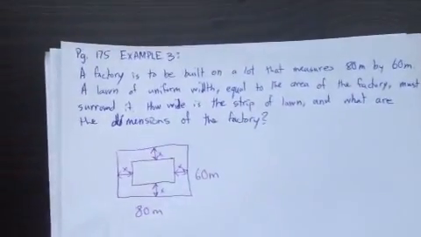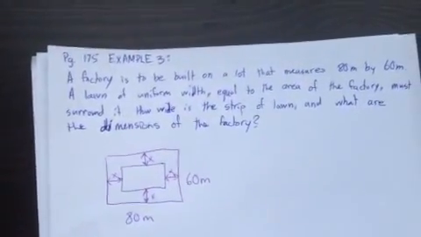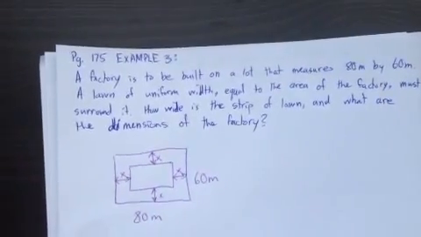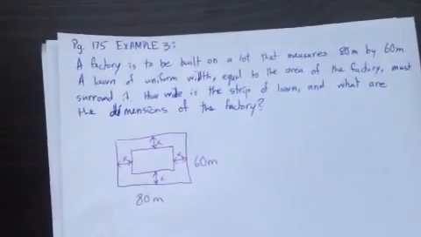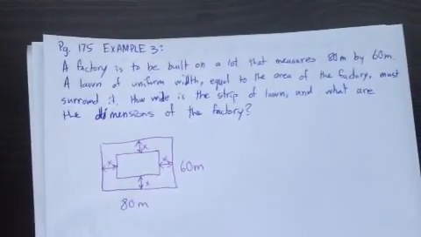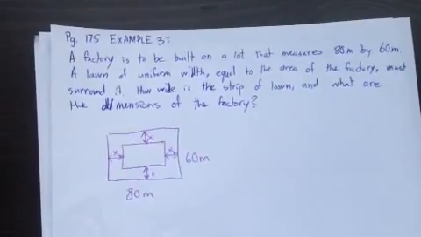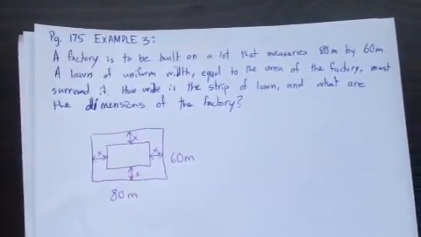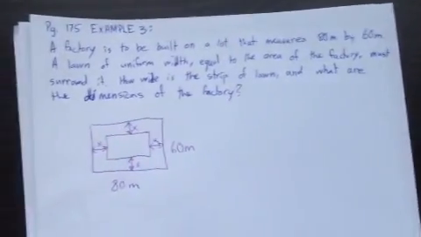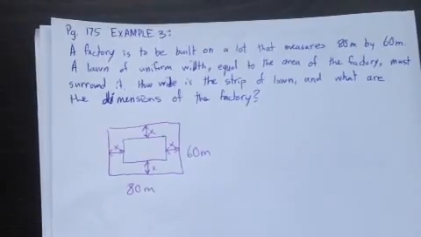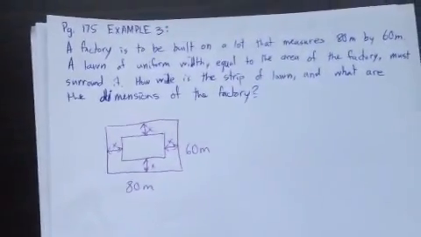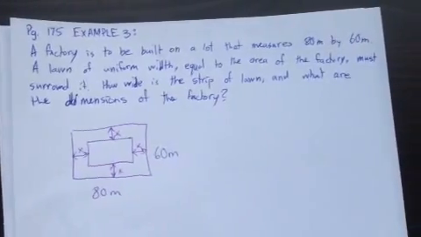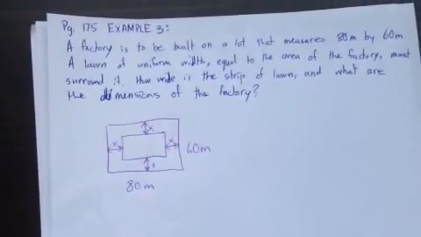So, as a review for Chapter 3, we're going to take a look at some of the examples in your textbook. One of the main examples I wanted to take a look at, that would be considered more of a thinking type problem, is on page 175, example 3. If you take a look at that question, it says this: a factory is to be built on a lot that measures 80 meters by 60 meters. A lawn of uniform width equal to the area of the factory must surround it. How wide is the strip of the lawn, and what are the dimensions of the factory?